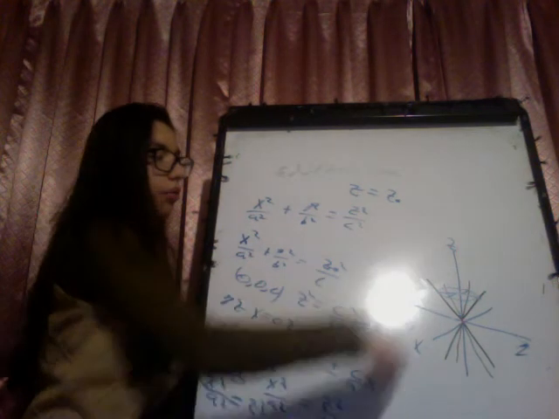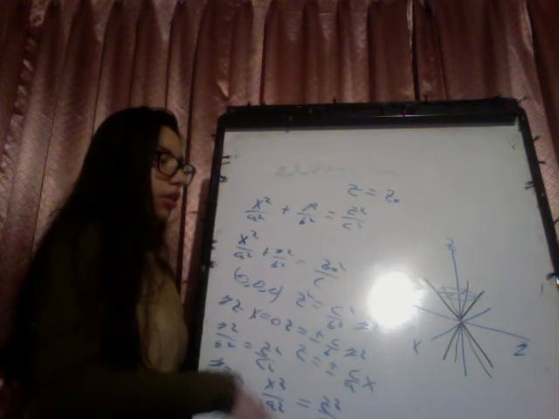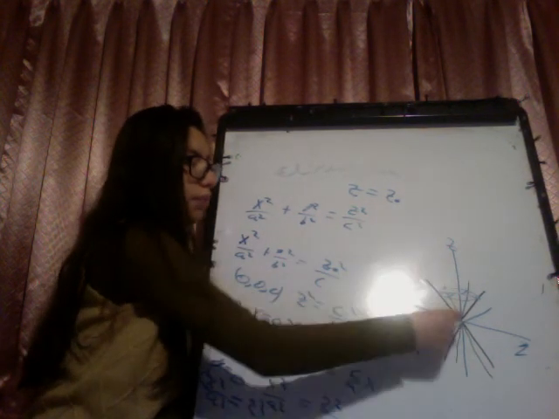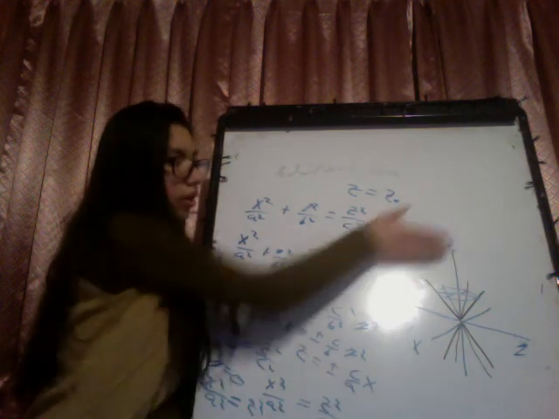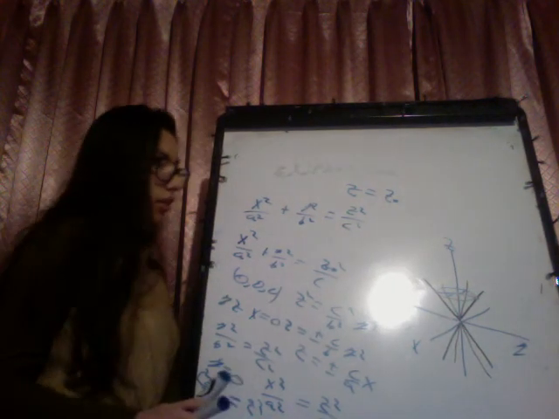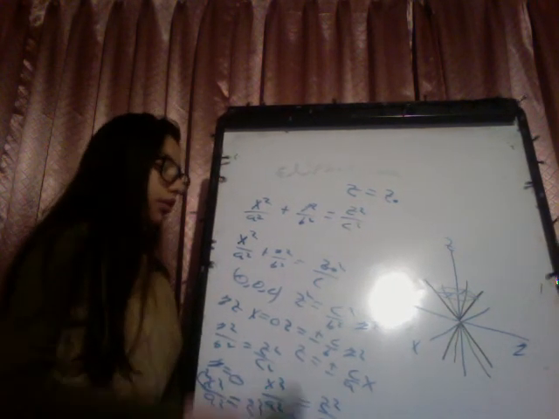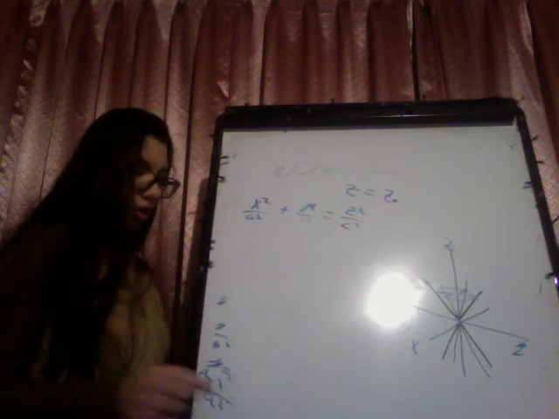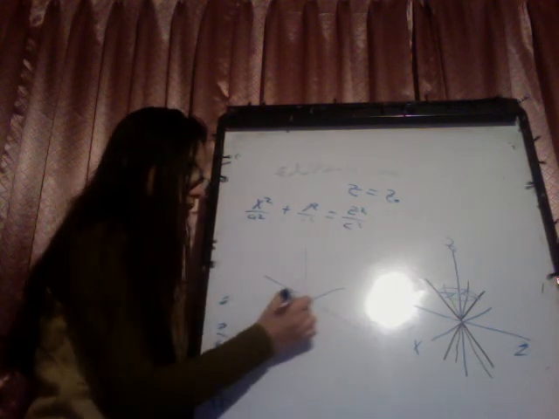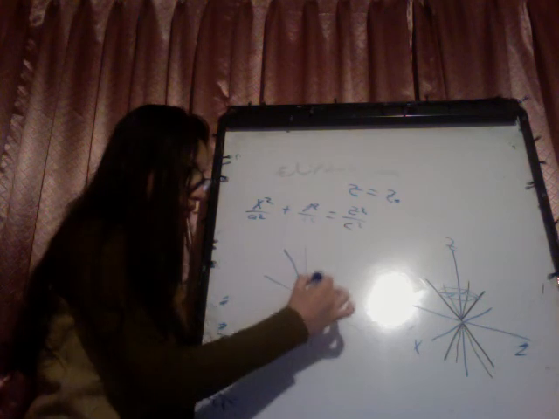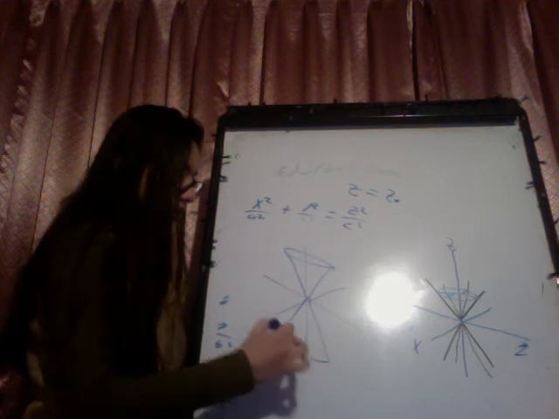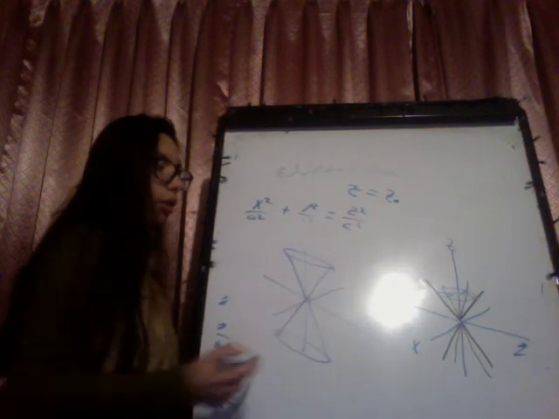This elliptic cone is symmetric in the three axes. It is symmetric here, here and here. This part is symmetric with this part, and this part is symmetric with this part. And so this is an elliptic cone that in 3 dimensions you see like this, and another like this. So this is the elliptic cone.